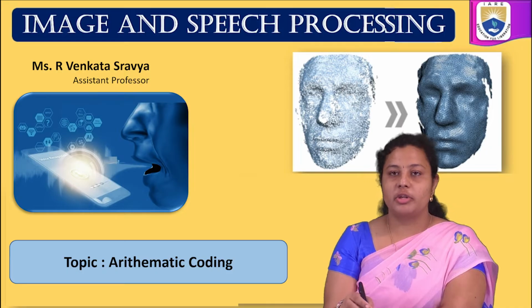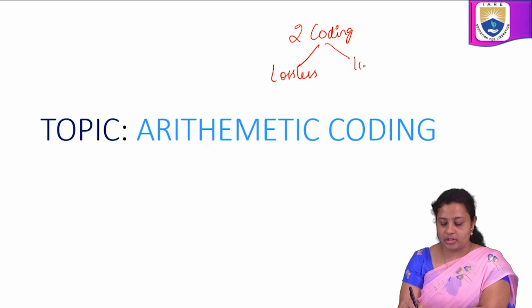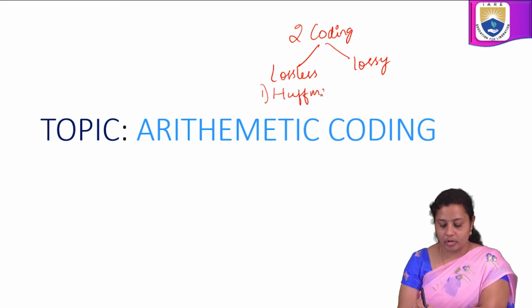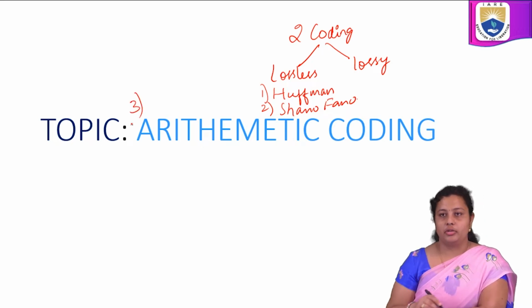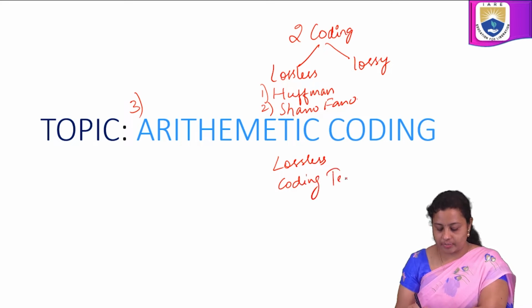As we have talked about previously, there are two types of coding techniques: one is lossless, the other is lossy. In lossless, we have different types. In our previous video, we talked about Huffman, and second, Shannon-Fano coding. The third type of lossless coding that we can use is arithmetic coding. So arithmetic coding is also a type of lossless coding technique.